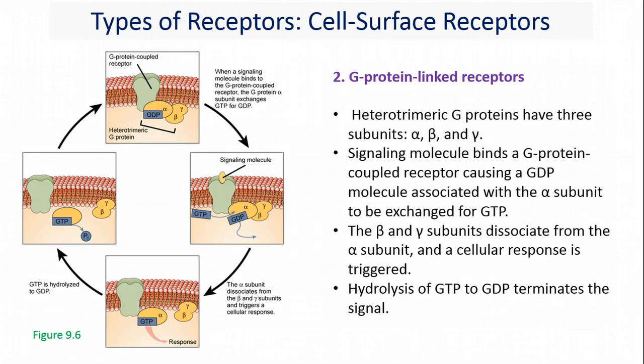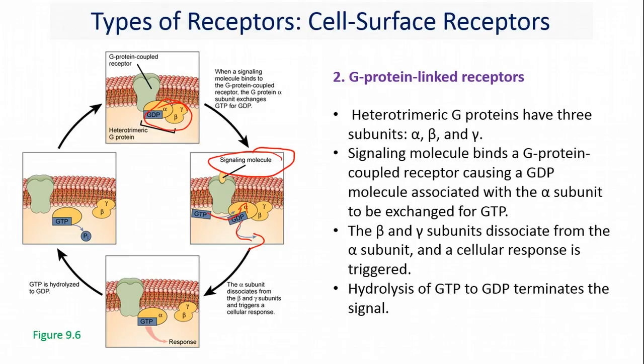The second main type of cell surface receptor is called a G-protein linked receptor. These are heterotrimeric G proteins, which means they have three different subunits. We call these subunits alpha, beta, and gamma. The way this works is that a signaling molecule will bind to the G protein, as seen here, causing the GDP molecule that is associated with the three subunits to dissociate or unbind, and a GTP will bind.